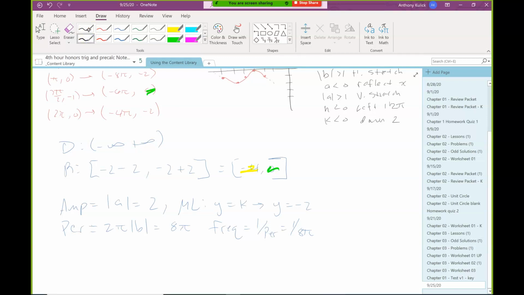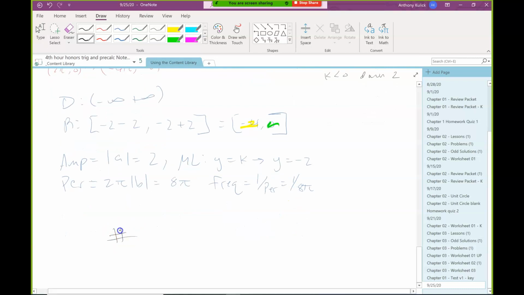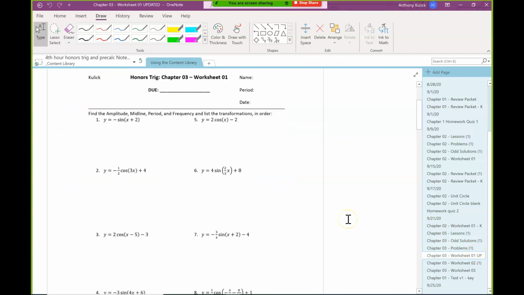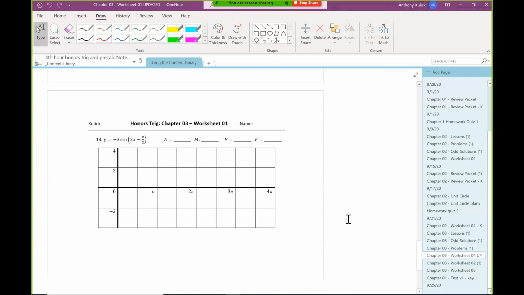What do you guys think? Hopefully that doesn't, well, it seems like a lot of work. Not that bad once you get the hang of it. So from the homework set, you guys can do 1 through 6 and 9 through 12, and worksheet 1.